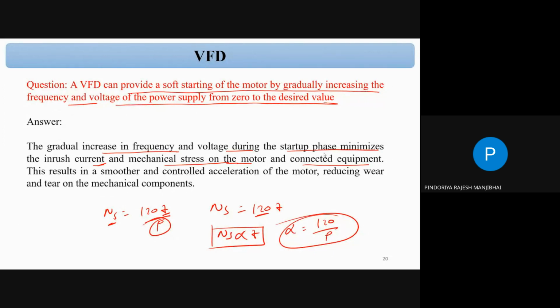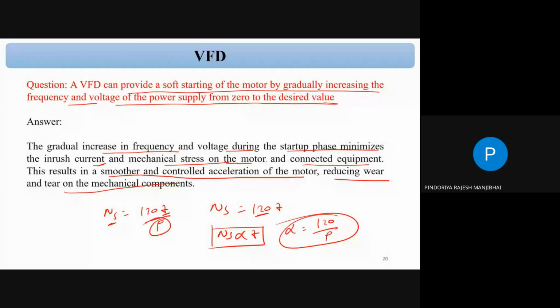Correct? What we are doing in the VFD, we have to maintain the constant ratio. Constant ratio of what? There is a voltage and frequency. So we have to slowly increase the voltage as well as the frequency, and then we can operate our motor. Correct? So this results in smoother and controlled acceleration of the motor and reduces the wear and tear on the mechanical components.